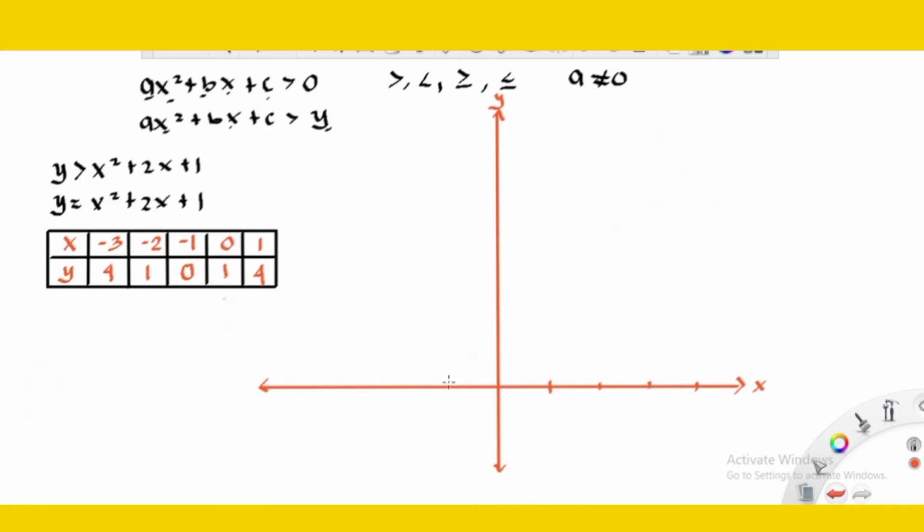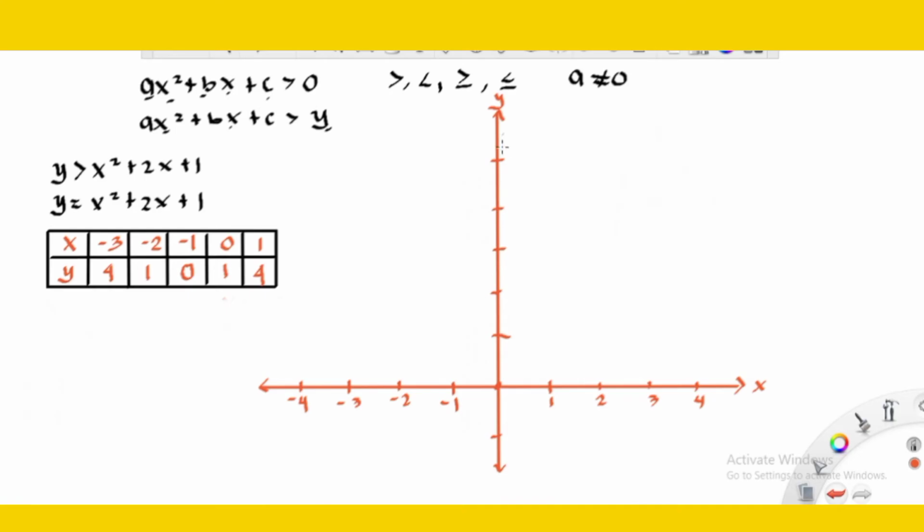So, assume natin na ang spaces natin ay of equal distance because that's very important na equal ang distances ng mga points sa Cartesian plane. 1, 2, 3, 4, 5. Lagyan natin ng labels. So, this is the origin. This is 0. So, on the right of x-axis are positive numbers. So, this is 1, 2, 3, 4. And then, sa kaliwa ng x-axis ay negative numbers. So, negative 1, negative 2, negative 3, negative 4.